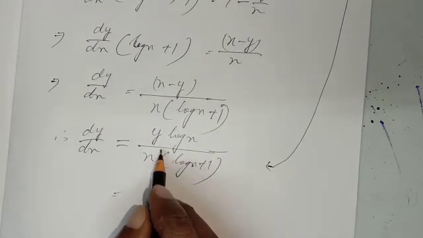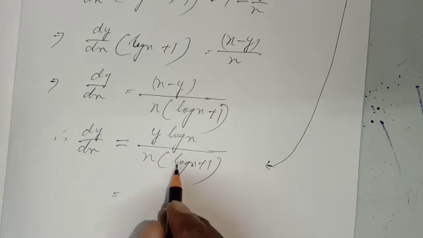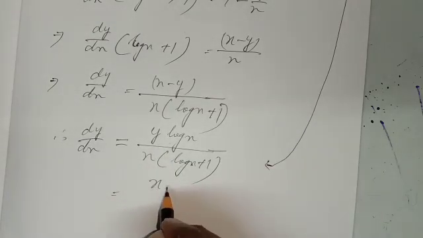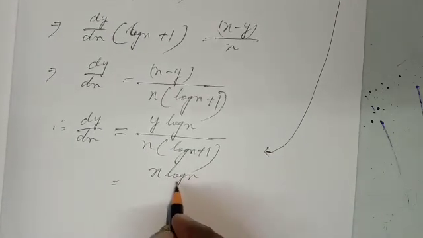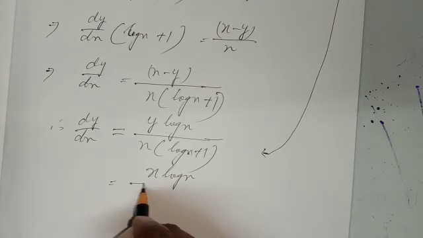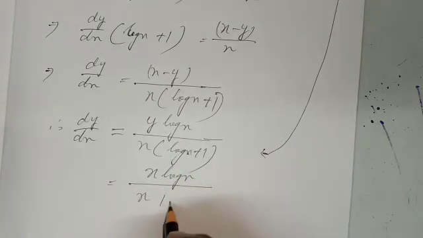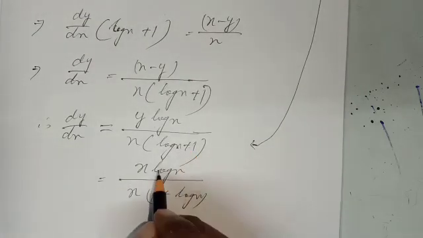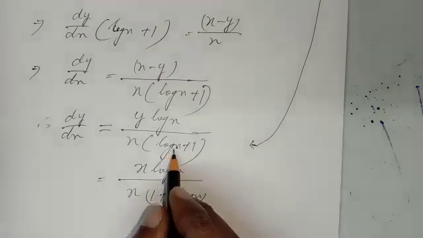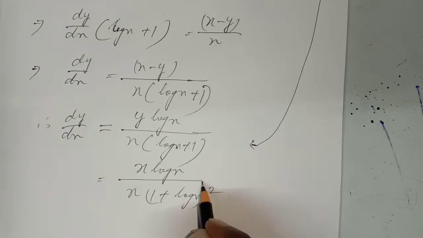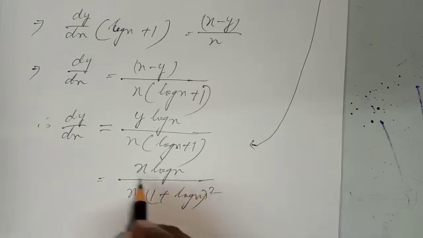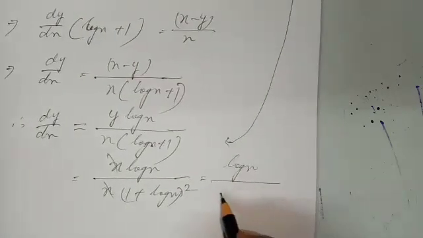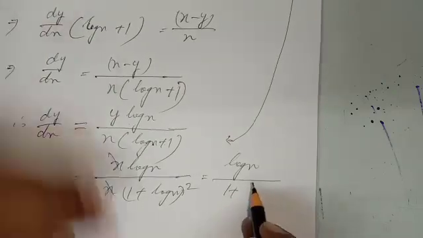That means replacing y by x by (1 plus log x), 1 plus log x will come down. Since one factor of 1 plus log x is already present, this will be (1 plus log x) whole square, and the value of y is x by (1 plus log x). x is cancelled. The final answer is log x by (1 plus log x) whole square.